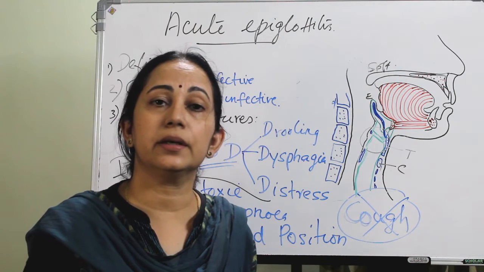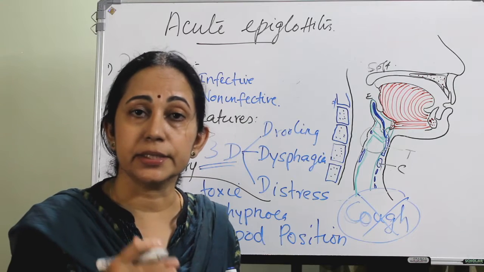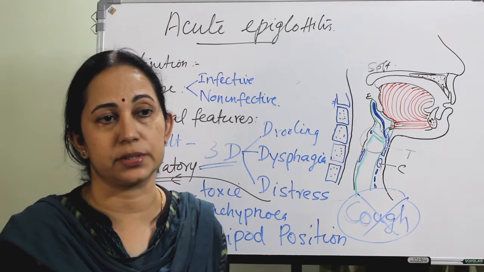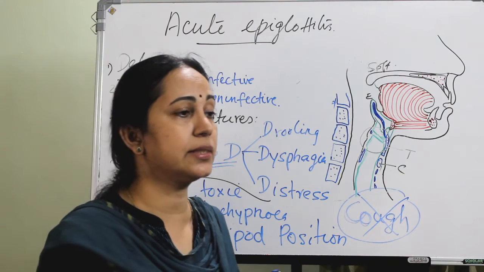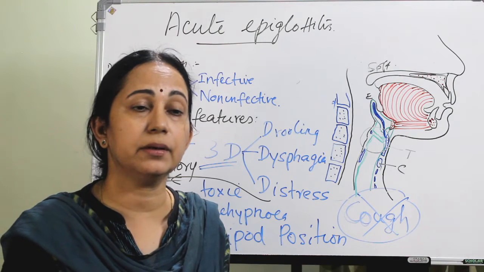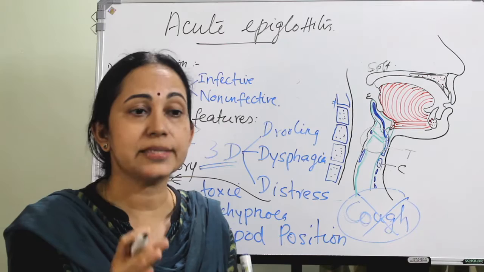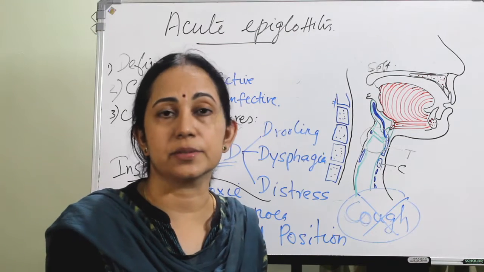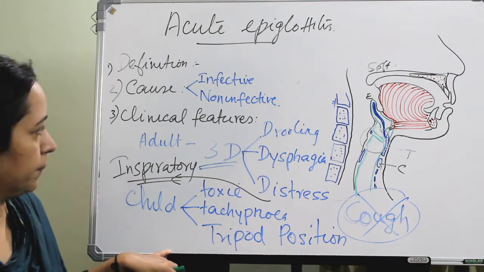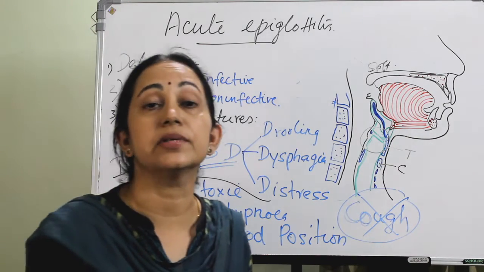And tachypnea not proportionate to pyrexia. That is important. Tachypnea out of proportion to pyrexia is a preceding sign of respiratory distress. As a clinician, you should be aware that tachypnea not proportionate to pyrexia is a bad sign, and you have to anticipate an upcoming respiratory distress in that case, right?